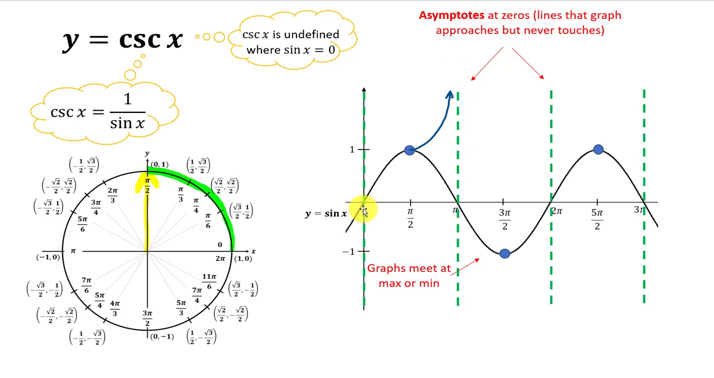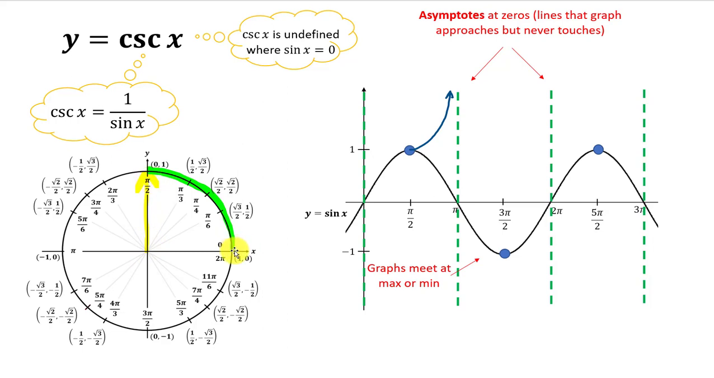And now let's see what happens on the interval from 0 to pi over 2. So as I rotate the angle from 0 to pi over 2, I can see that the sine values, which correspond to the y-coordinates, are getting larger and larger. And eventually, as I'm getting closer and closer to pi over 2, the corresponding y values are getting closer and closer to 1.